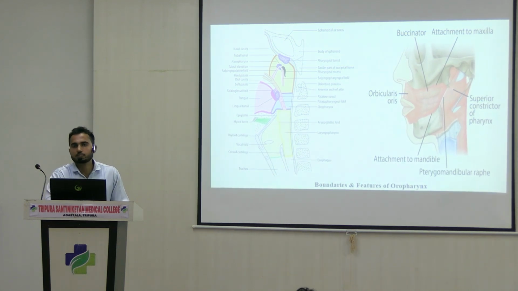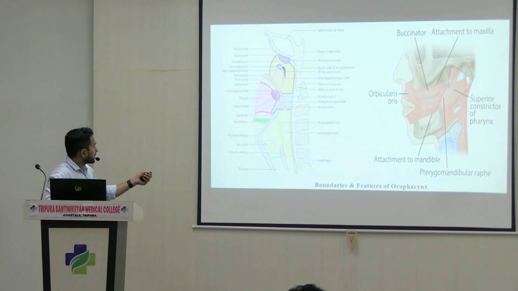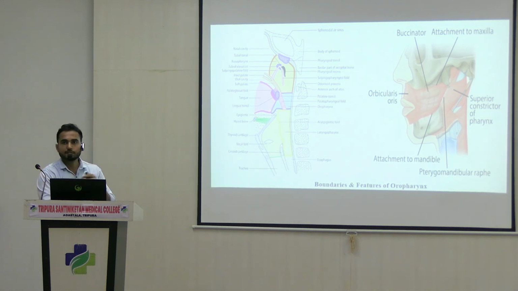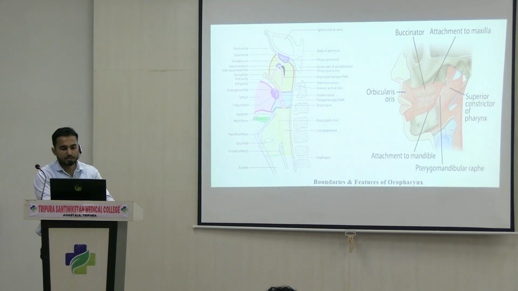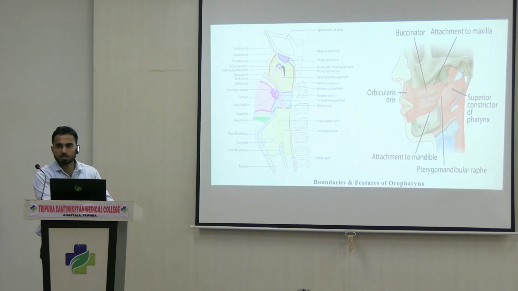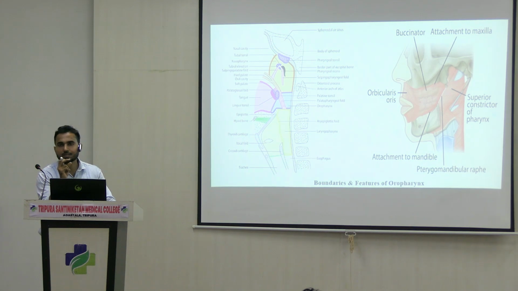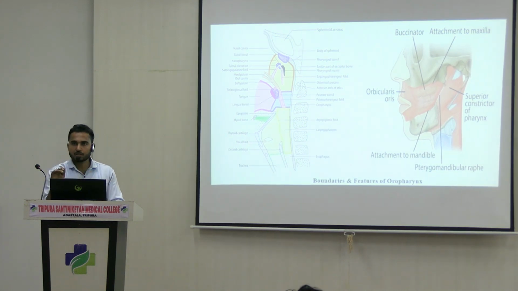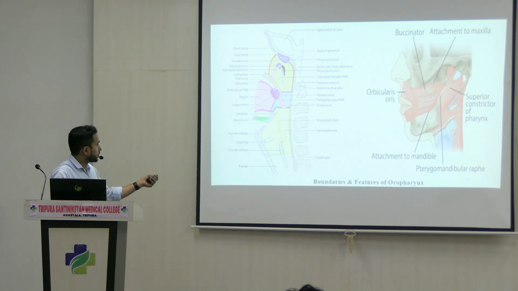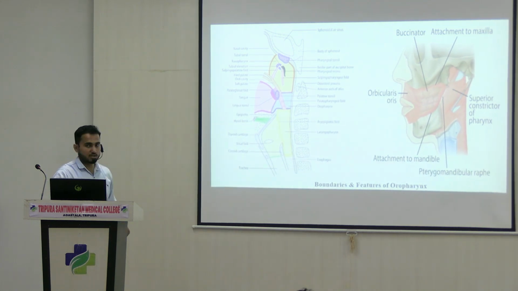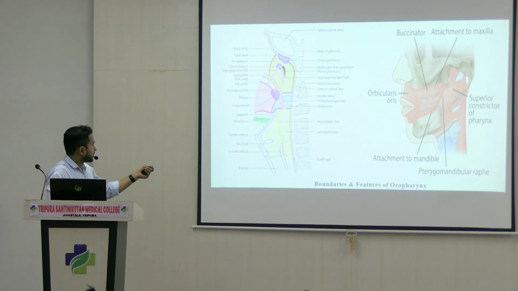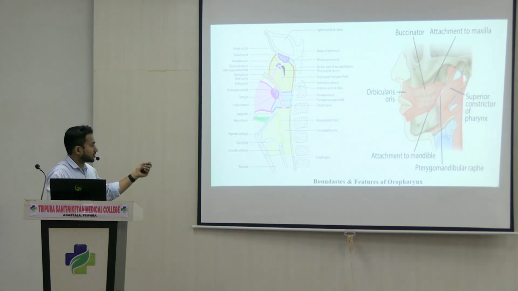So the floor is formed by what? Can you see the tongue over here? The posterior one third of the tongue will be forming the floor. This is the whole tongue, and the posterior one third will be forming the floor, along with the interval between the tongue and the epiglottis. So the area between the tongue and the epiglottis and the posterior one third of the tongue will form the floor of the oropharynx. I hope you can see the epiglottis over here. I'm talking about this.